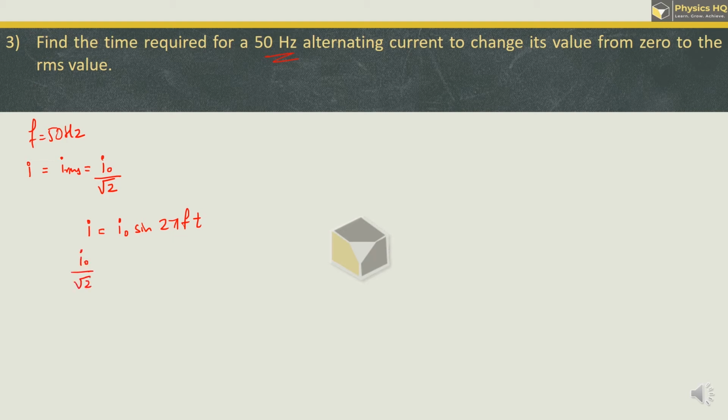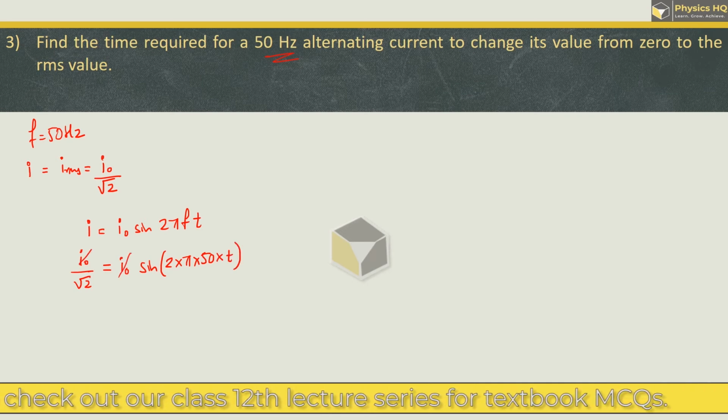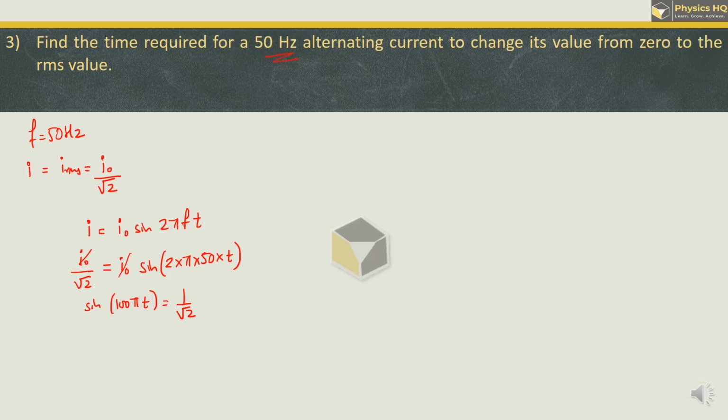So I0 by root 2, this is equal to I0 sine of 2 into pi into frequency is 50 into time. This I0 and I0 will cancel out. We are left with sine of 100 pi t. This is equal to 1 upon root 2. Now for which angle do we have the sine value as 1 by root 2? So it is sine of 45 or pi by 4. So we can write sine of 100 pi t is nothing but equal to sine of pi by 4, which gives us the value of 1 by root 2. So we can simply say over here that 100 pi t is equal to pi by 4.